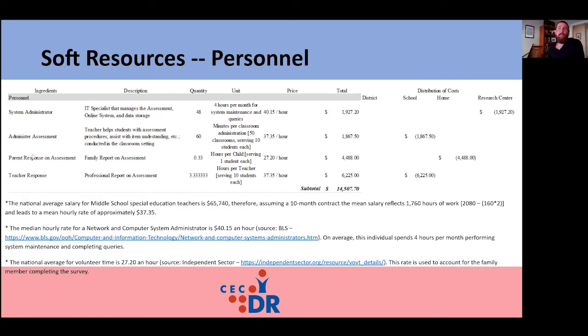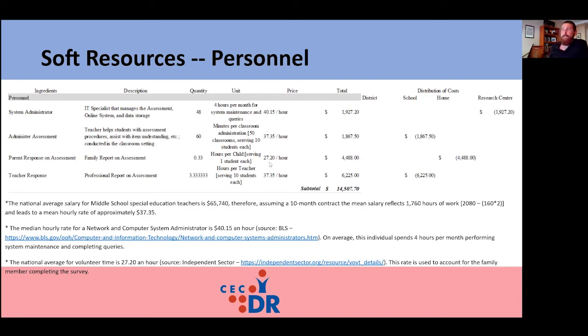And so here's the parent response on the assessment. Again, we're assuming that it's about 20 minutes that it would take the parent to take the survey. Each parent is giving one response for their kid. And so that comes to just about $4,500. And you can see that the distribution of the cost is in the home column because they could have been doing something else. Again, opportunity costs.